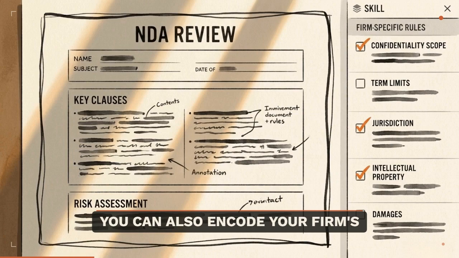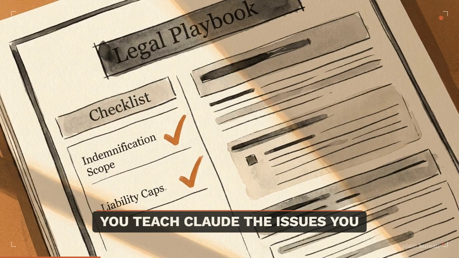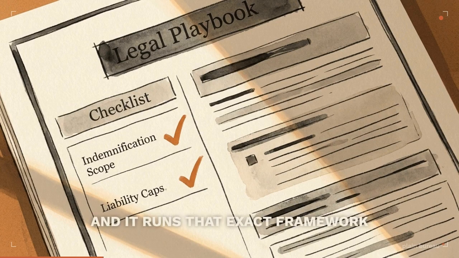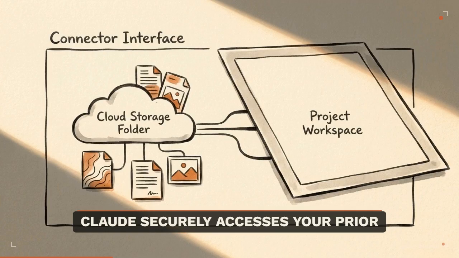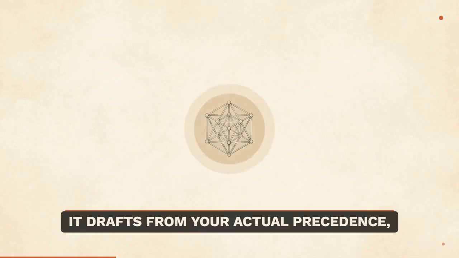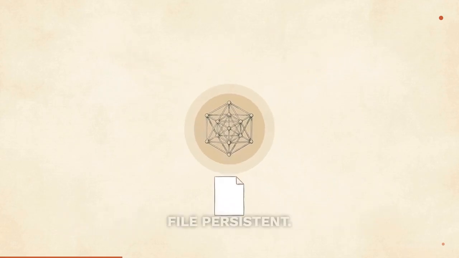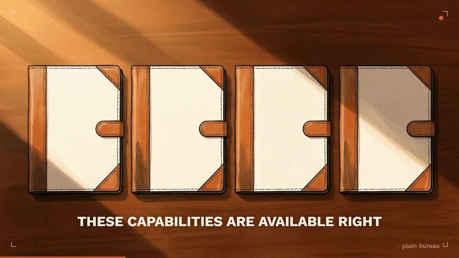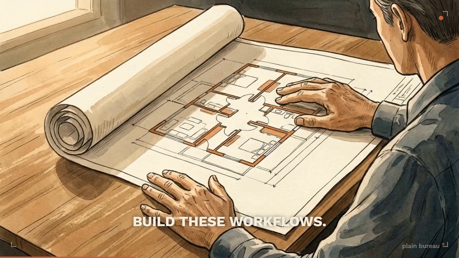You can also encode your firm's review framework into a custom skill. You teach Claude the issues you always check once, and it runs that exact framework every time. And by using connectors and projects, Claude securely accesses your prior firm matters. It drafts from your actual precedents while keeping the history and context of each specific file persistent. These capabilities are available right now on the Pro, Max, Team, and Enterprise tiers. Let's look at how to actually build these workflows.